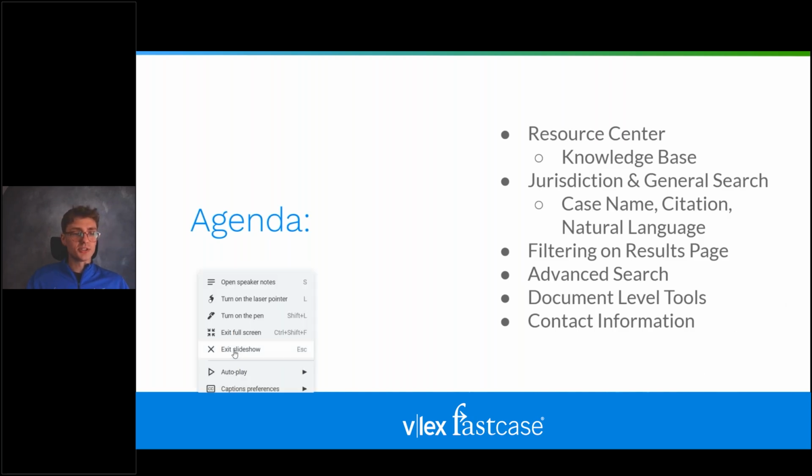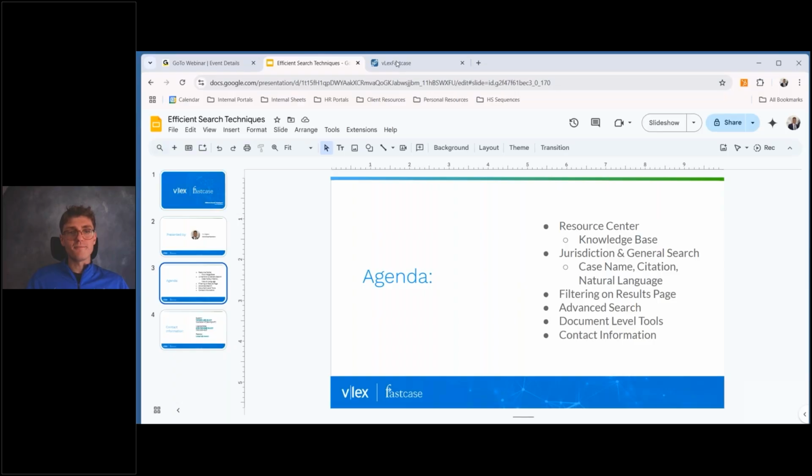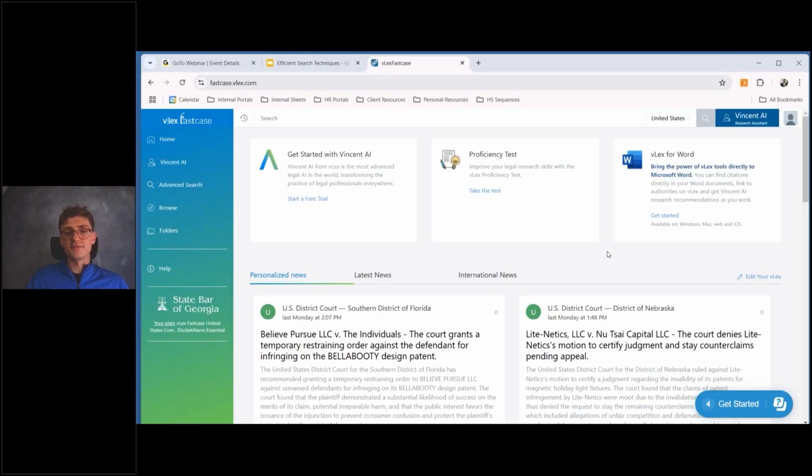So let's jump over to the platform here, fastcase.vlex.com. And again, the process for logging into this has not changed. You'll still continue to navigate to your bar's website and then log in through the bar and then access your member benefit to land here on the vLex Fastcase platform. Now, I am using a State Bar of Georgia account today because I am located here in the state of Georgia. However, yours may look a little bit different. You may have a different logo or state bar name here.